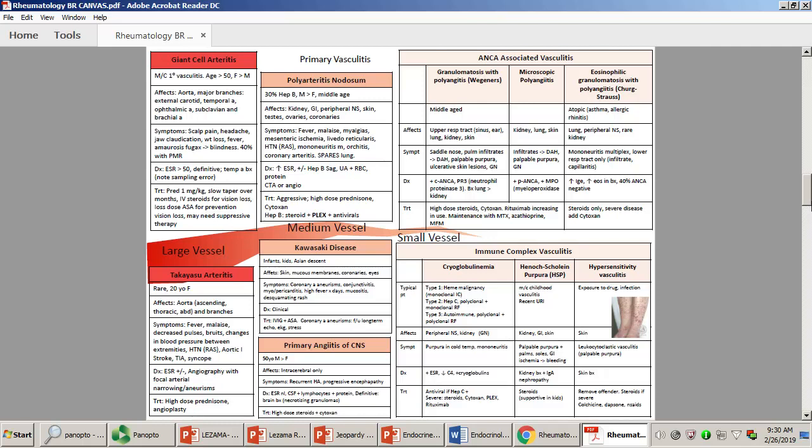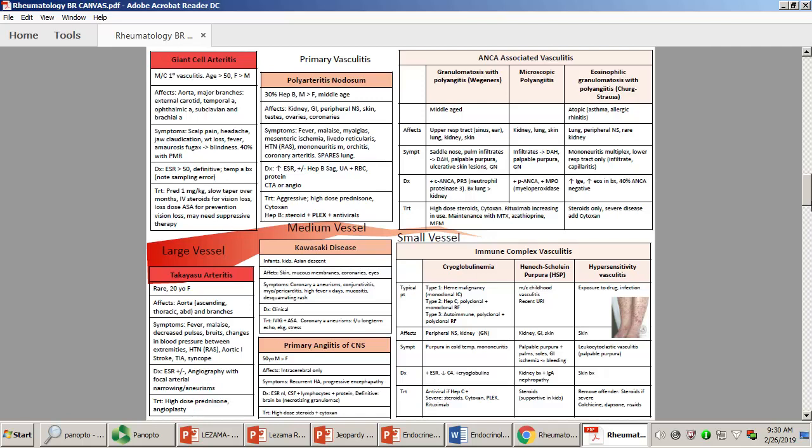So like recurrent sinusitis, recurrent ear infections in an adult, which is rare, right? We don't see a lot of recurrent ear infections with adults. Also lung involvement and kidney involvement. You start thinking this is Wegener's, okay? This is going to be your granulomatosis with polyangiitis if you have that constellation of symptoms.